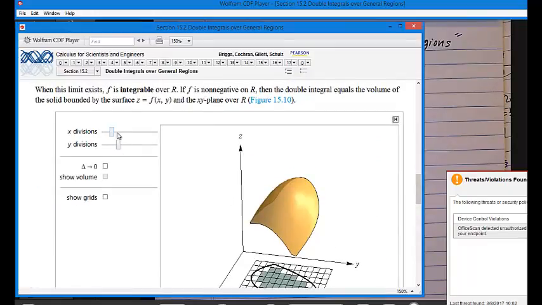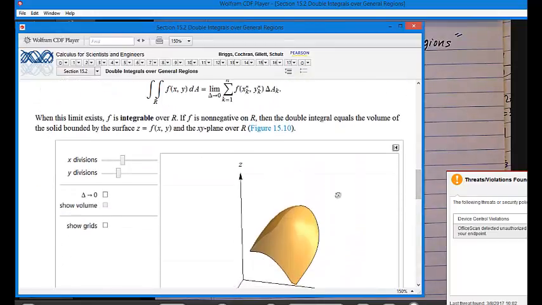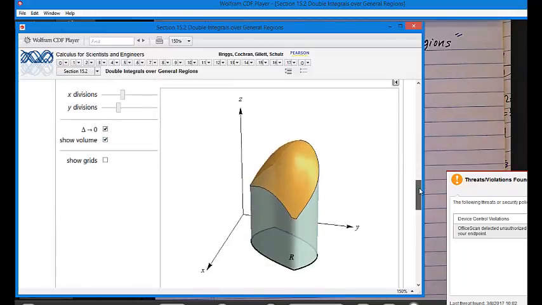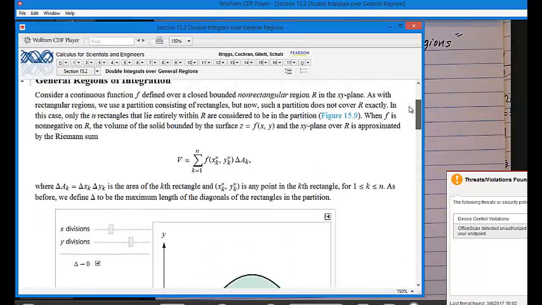I think this one allows me to do the same thing. Yeah, there we go. I can change the number of divisions. I wanted to show the volume, but it's not letting me do that right now. You would have to hit delta goes to 0. Oh, I didn't want that. Well, okay. If we let delta go to 0, now it'll let me show the volume that I'm computing, right? So the volume of this object, whatever it is, is the integral. Thanks, Matthew.